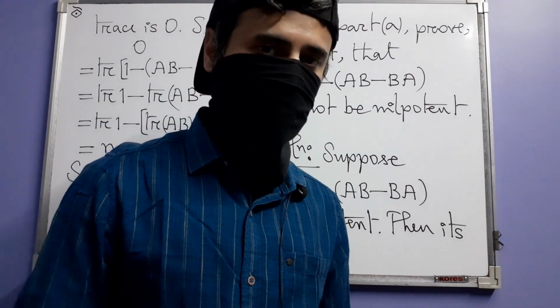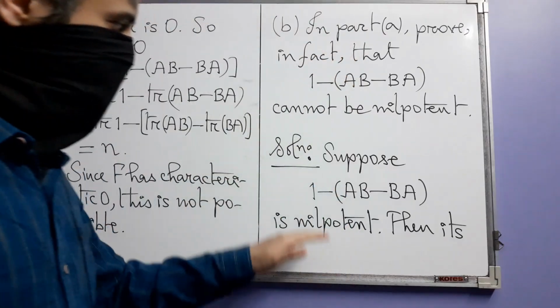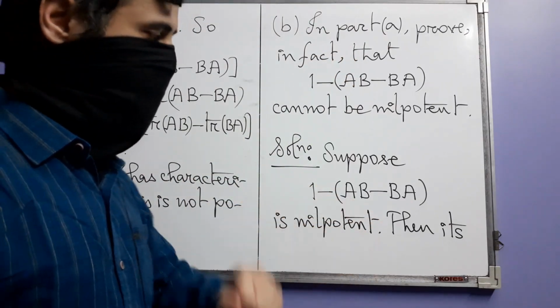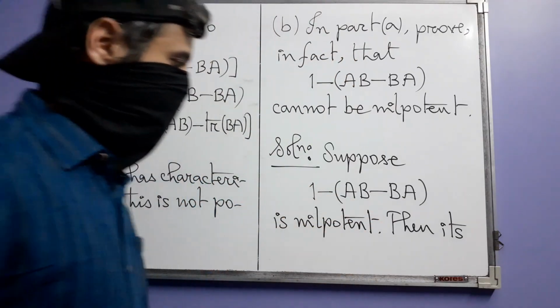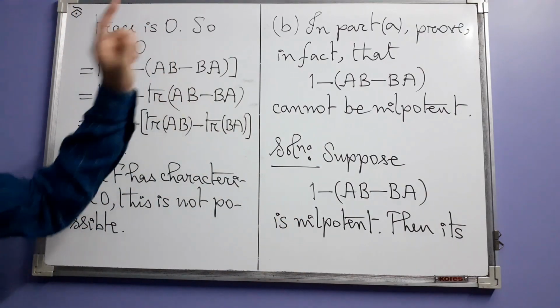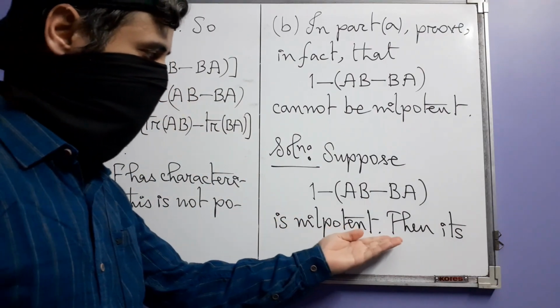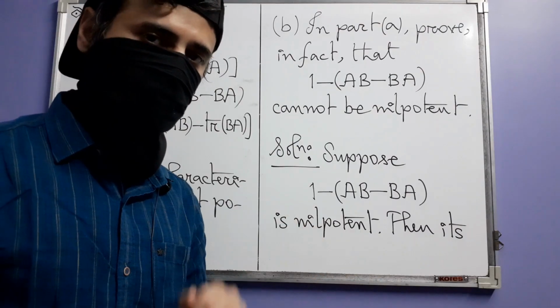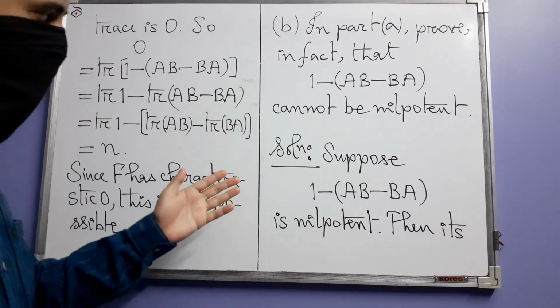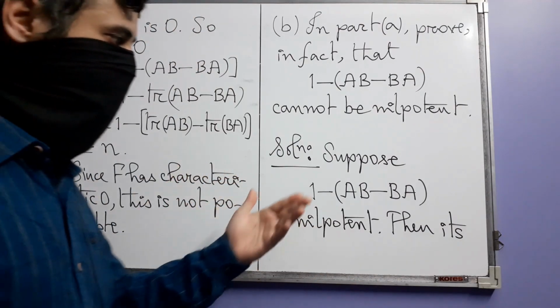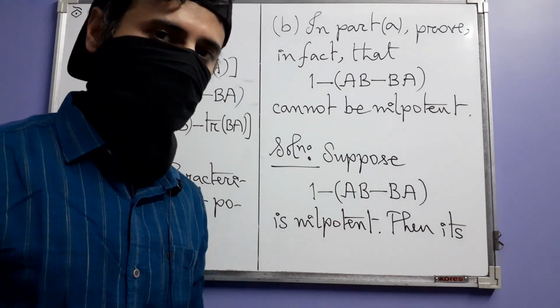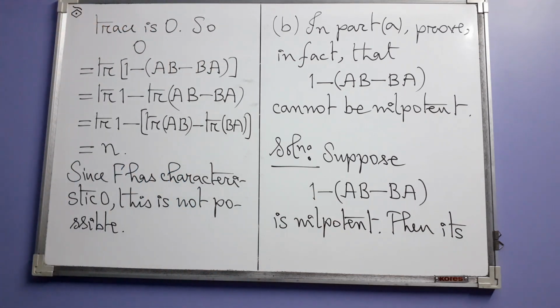Again, here also the solution is similar. We suppose that no, this is in fact nilpotent. Then its trace will be 0, because a nilpotent matrix only has the 0 characteristic root, and we have already seen that the trace of a matrix is the sum of its characteristic roots.